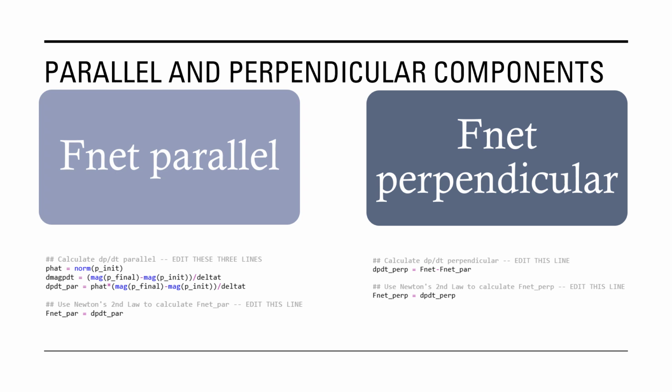So we had to calculate the parallel and the perpendicular components. With the parallel, we had to find p hat. We also had to find the magnitude of momentum, sorry. And we also had to put it all together and find dp dt parallel. And then with that, we plug that into the fnet parallel. Next, we have fnet perpendicular, and we know that fnet is equal to fnet parallel plus fnet perpendicular. So all we had to do to find dp dt perpendicular was do fnet minus fnet parallel.